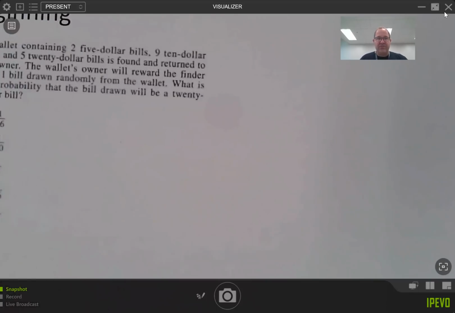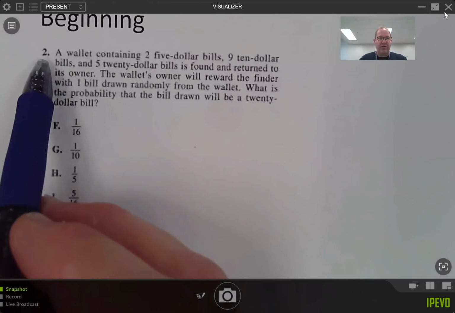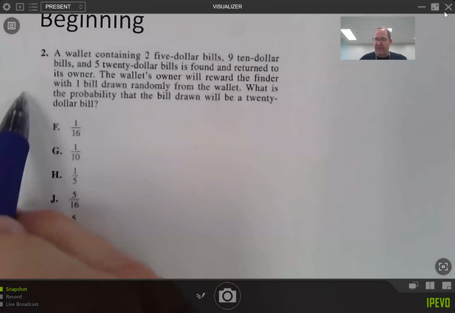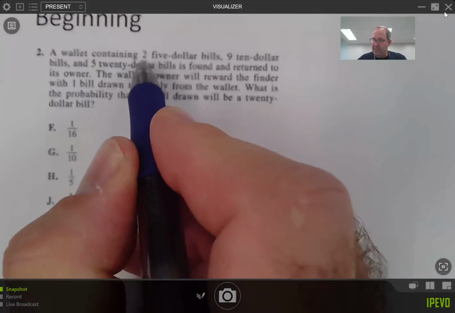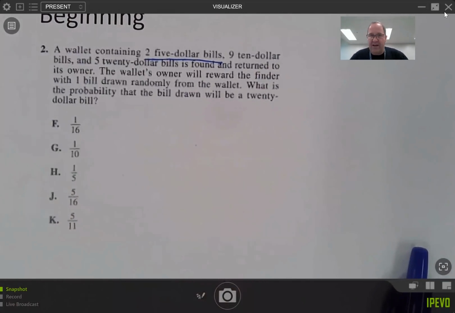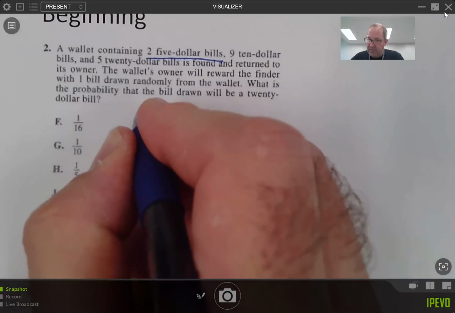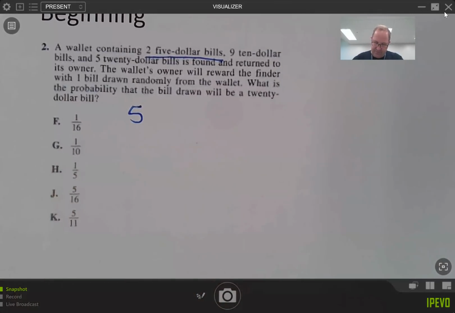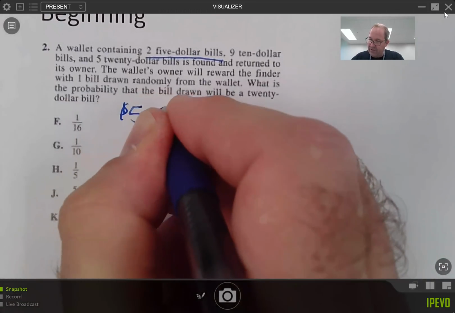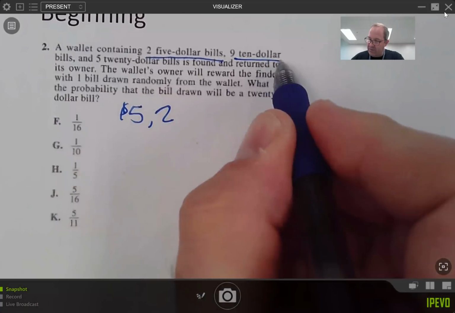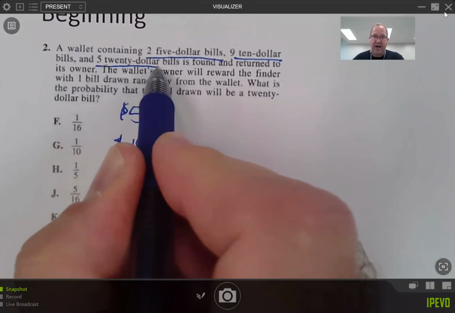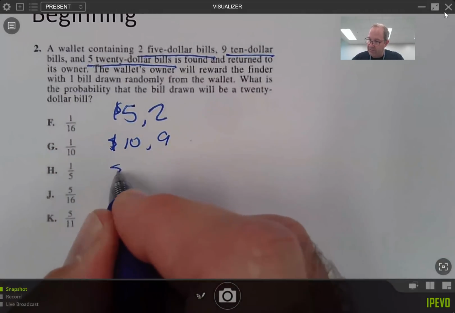So probability, we're going to start with the basic one. I know this is like question number 2, right? Whenever I read a question, and the ACT's got a lot of reading in here, I always recopy the information. So we have 2 $5 bills. For $10 bills, there are 9 of those. And there are 5 $20 bills.